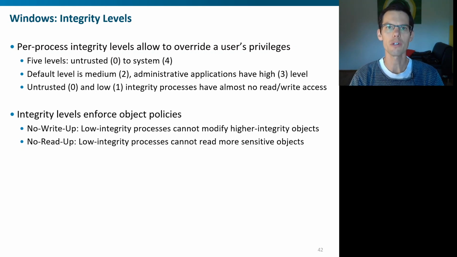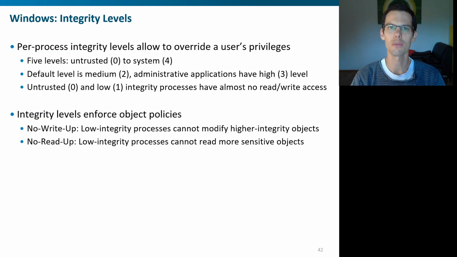In Windows, the world is a bit different. Windows foresees per-process integrity levels, and these integrity levels are essentially 5 levels that determine the type of privileges a certain user and process has. The default is level medium, 2, and if you run processes as administrator, you have level 3, and the highest level is reserved for system processes at level 4. And if you run an untrusted or low integrity process, then essentially you have almost no privileges whatsoever.